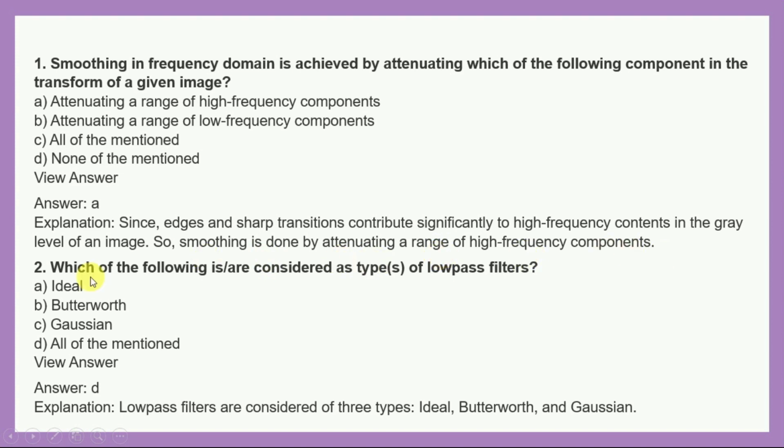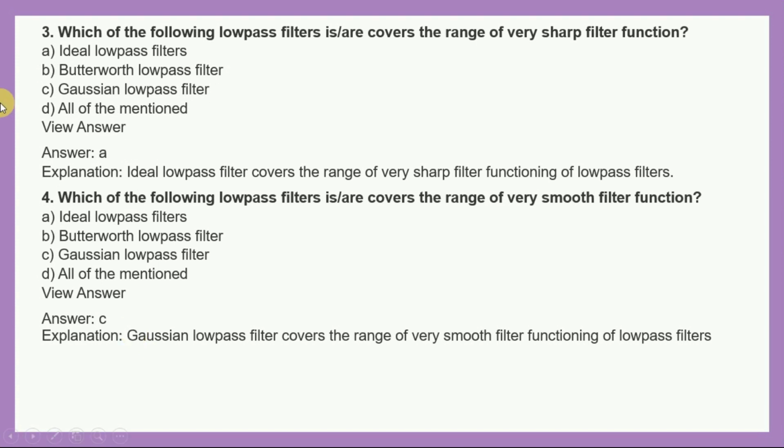The next question is, which of the following are considered a type of low pass filter? The answer is option D, all of the mentioned, because ideal, Butterworth and Gaussian are all low pass filters. Now the next question is, which of the following low pass filters covers the range of a very sharp filter function? The answer is the ideal low pass filter, because the ideal low pass filter covers the range of very sharp filtering function of low pass filters.